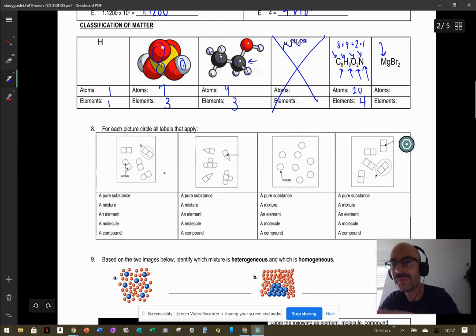For this one, for number of atoms, we've got 1 magnesium and 2 bromine, so that'll give us 3 atoms. And the total number of elements in here, we've got magnesium is 1 and bromine is 1, so we've got 2 here.